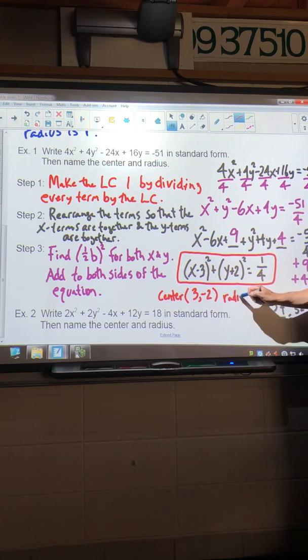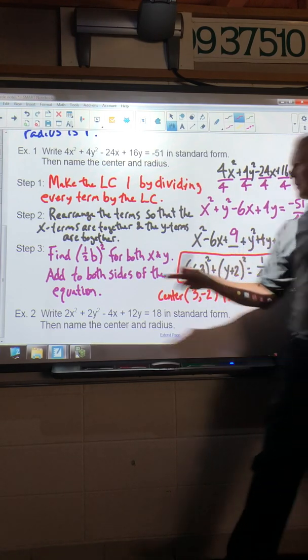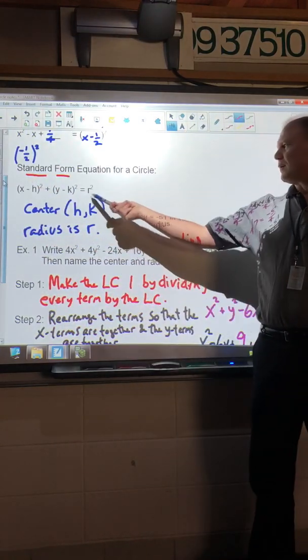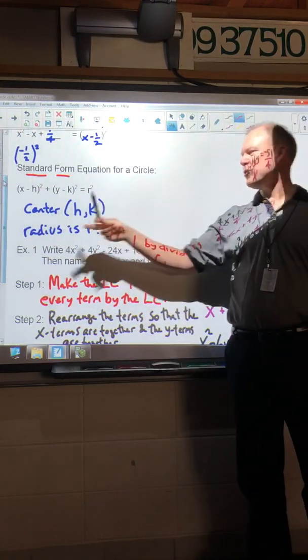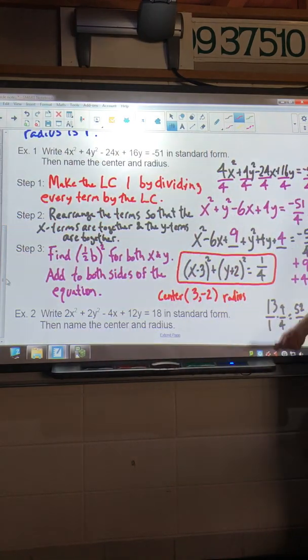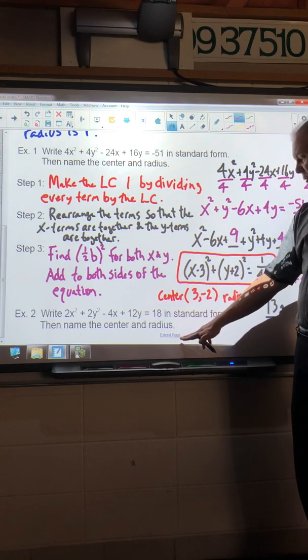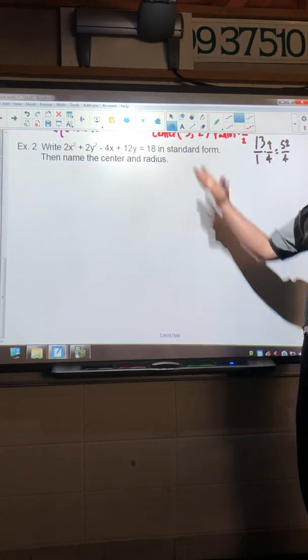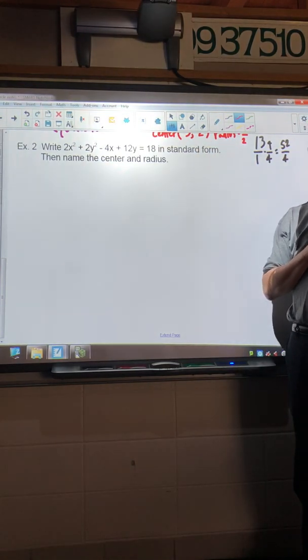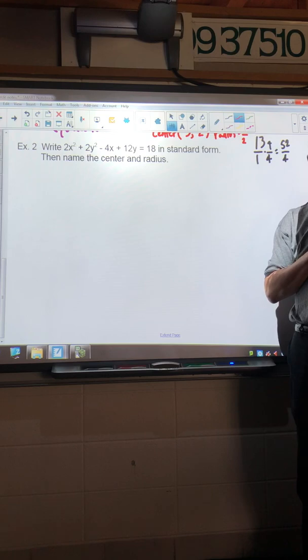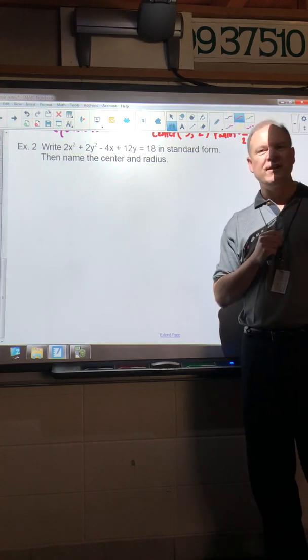And the radius, so again in the equation, the right side of the equation is equal to r squared. So we would take the square root of this number. Square root of 1 is 1, square root of 4 is 2. So the radius would be 1/2. Okay. So there's one more example here. If you'd like to hit pause, try that on your own, see how it goes, and then turn this back on and check and see how you did. Probably would be a good idea.